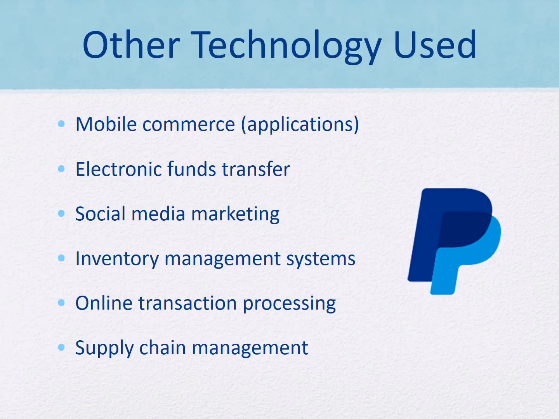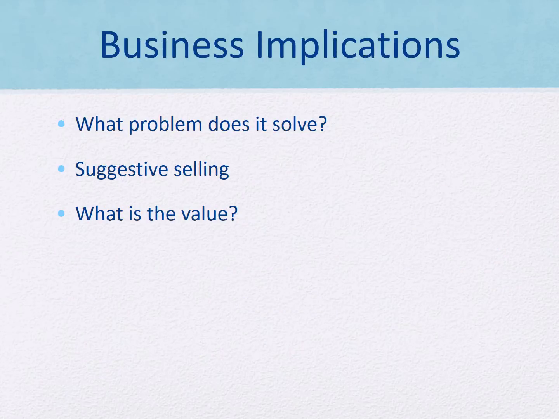Inventory management systems are also used for e-commerce, obviously, because that's what they're going to be selling is inventory. Online transaction processing is making sure that servers are secure, so like credit card numbers, other information like addresses and social security numbers aren't compromised. As well as these technologies are also used for supply chain management.